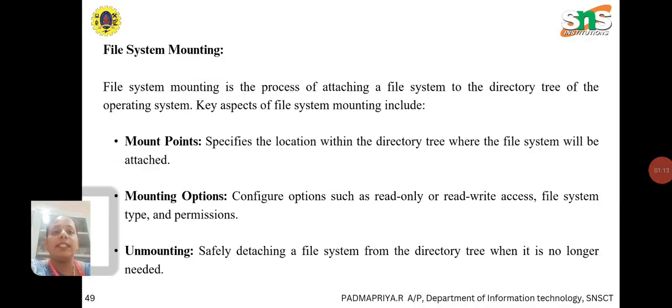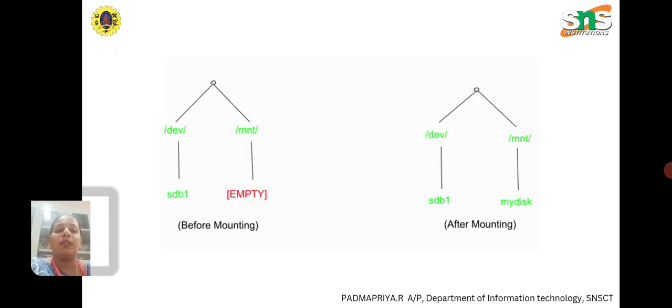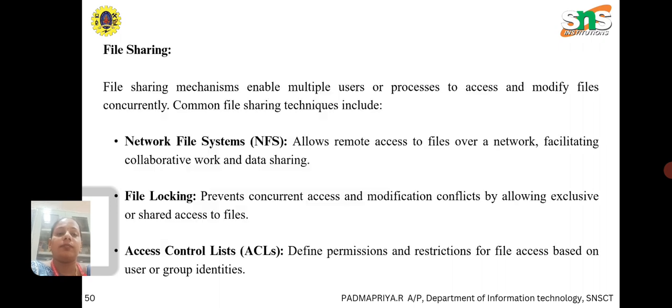File system mounting. File system mounting is the process of attaching a file system to the directory tree of the operating system. Key aspects of file system mounting include mount points, mounting options, and unmounting. Mount points specify the location within the directory tree where the file system will be attached. Mounting options configure options such as read-only or read-write access, file system type and permissions. Unmounting. Safely detaching a file system from the directory tree when it is no longer needed. This is the view before mounting, and this is the view after mounting.